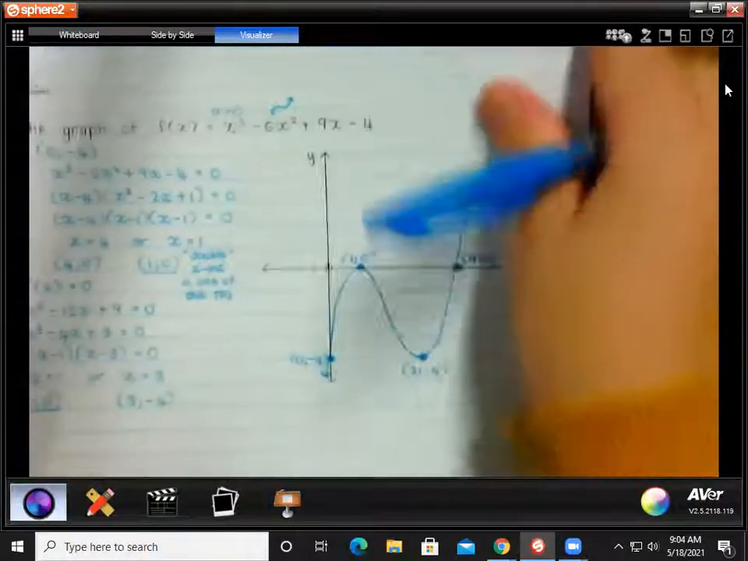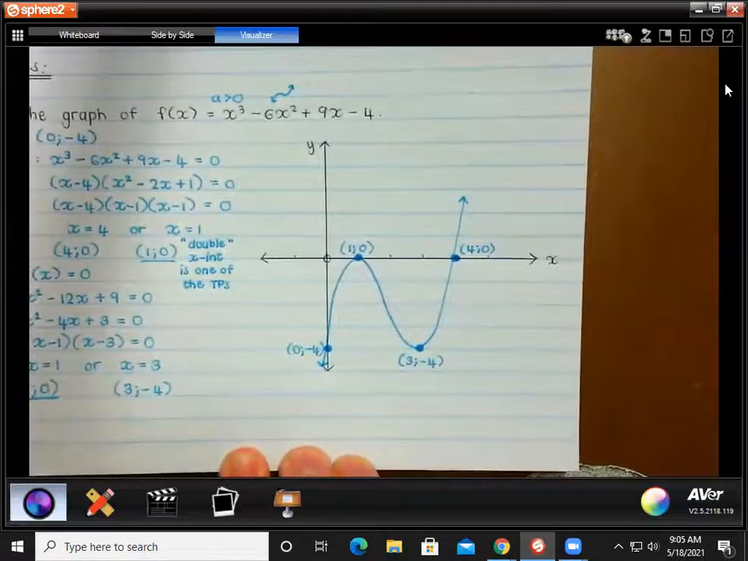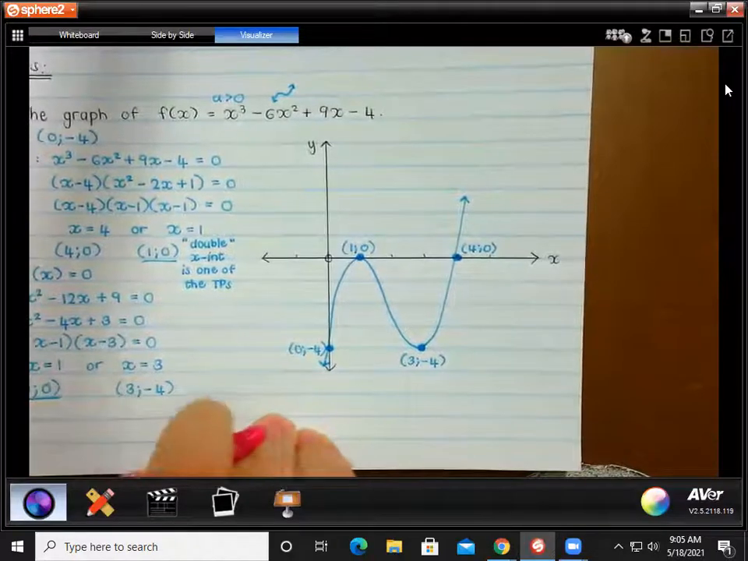Okay. Now guys, these two turning points actually have specific names. The one is called a local minimum turning point and the other one is called a local maximum turning point. I'm sure we know which one is which.